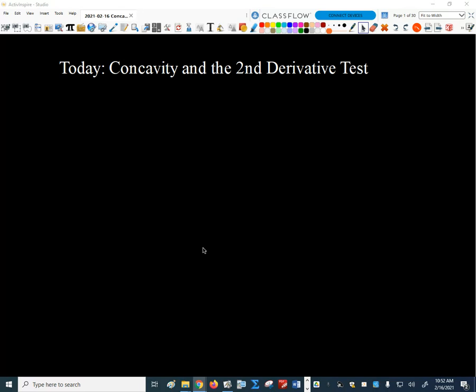Okay, what does it tell us? It does a couple things. It tells us concavity, which we're going to talk about today. That's a new term. It is associated with points of inflection, which are very important points mathematically for us, in the same way that extrema are valuable points for us. Inflection points are equally important.